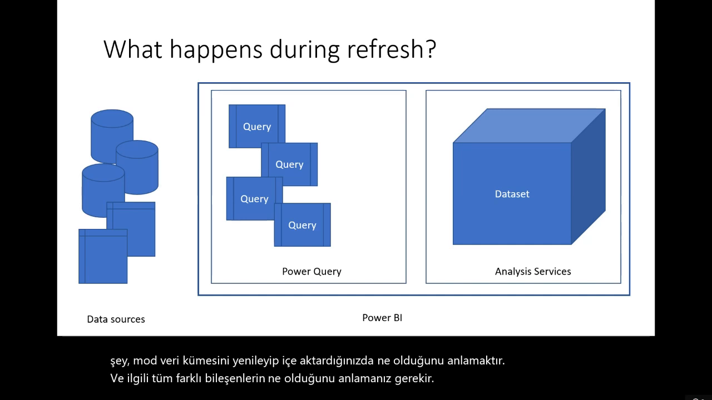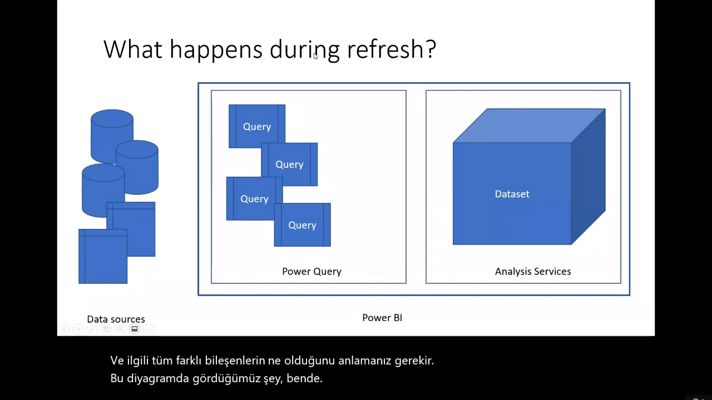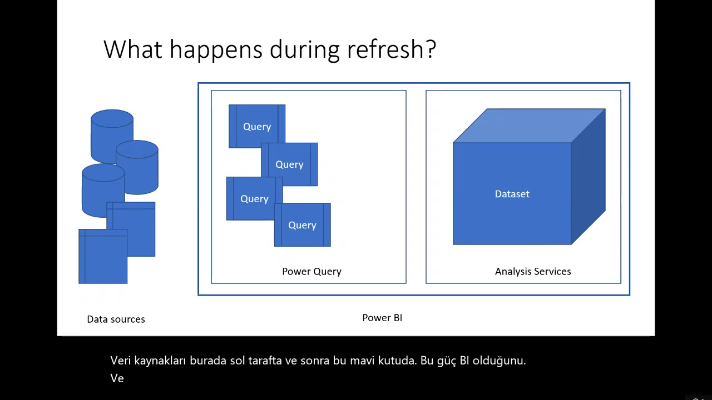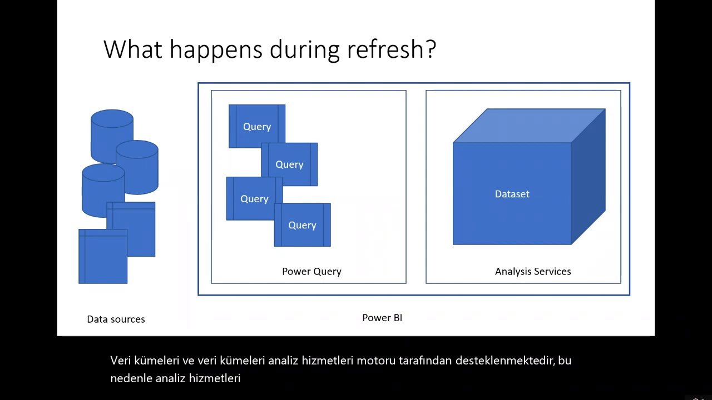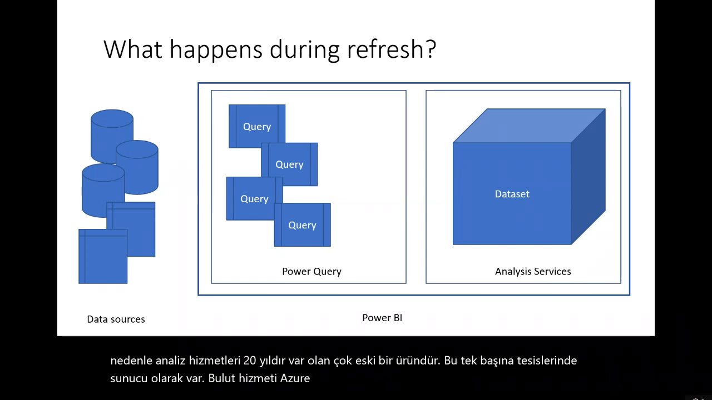So what we see here on this diagram is I've got data sources here on the left-hand side. And then in this blue box, this is Power BI. And inside Power BI, there are two important components, two parts. We have data sets, and data sets are powered by the analysis services engine. Analysis services is a very old product. It's existed for 20 years. It exists as a standalone on-premises server. It exists as a cloud service, Azure Analysis Services. But the analysis services engine is also inside Power BI, and that's where your data set is stored.